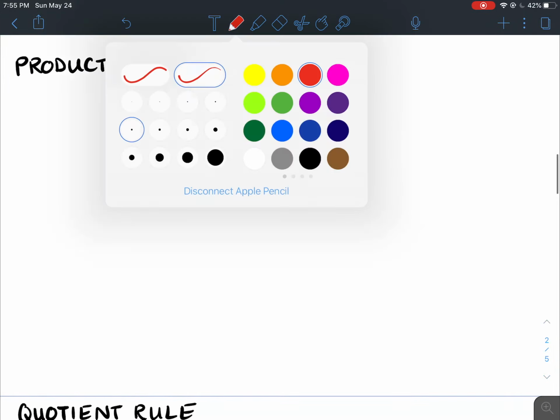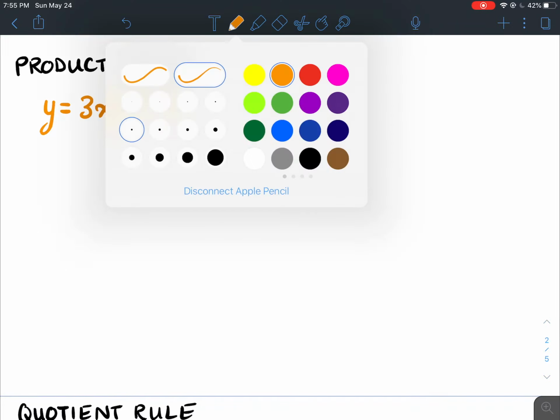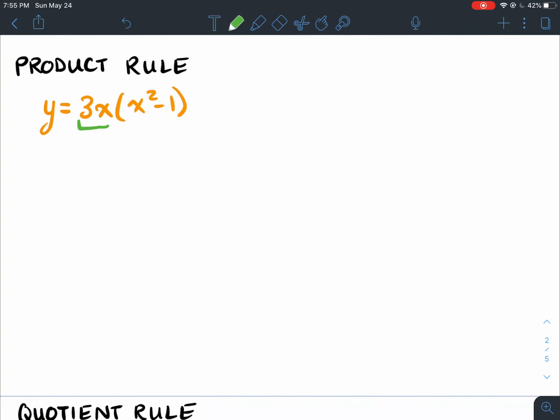Okay, next we have the product rule. A little more complicated. So let's just say we had y equals, and we need a product. That means two things that are multiplied by each other. So let's say we had 3x times x squared minus 1. The product rule says if you have two things multiplied by each other, so we have this thing times this thing, those are our two things.